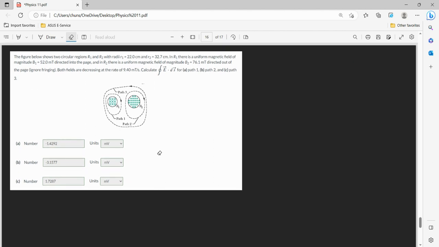Okay, next question. We've got 2 circular regions and 3 different paths to follow. And we want to calculate what our value is for the closed integral of electric field dot product with the path that we follow for 1, 2, and 3. So let's start with A. We're given the radii of our different regions here. So starting with A, we want what it is for path 1.